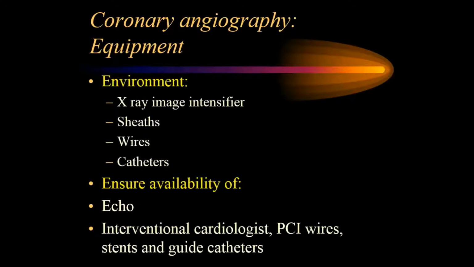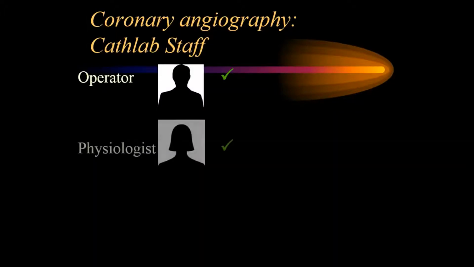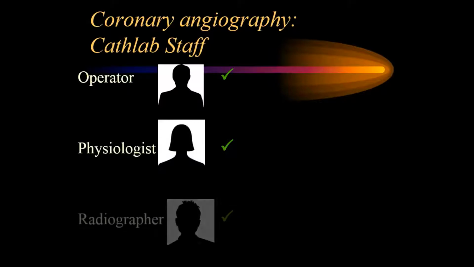Thank you very much. And the cath lab staff, which I alluded to earlier on, you need one operator, that's the lead operator who's operating, and you need a physiologist. This is the person looking after the hemodynamics, the transducers, the hemodynamic screen, the blood pressure, the saturation, the ECG recording, and you need a radiographer who would be operating the X-ray, the table, positioning and moving the image intensifier to various positions. Sometimes the radiographer and the physiologist could be the same person.